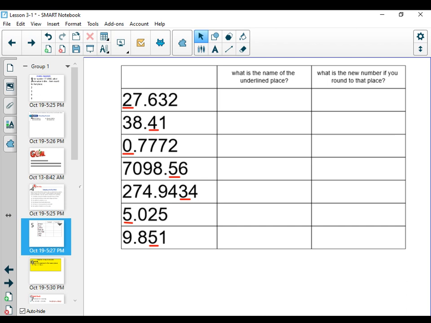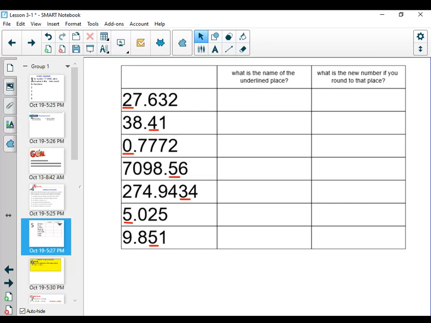So the first problems ask us to name the underlined place and what is the new number if you round to that place. Both of these skills are 5th and 6th grade skills. So they're just a little refresher before we start a couple of strategies down below.